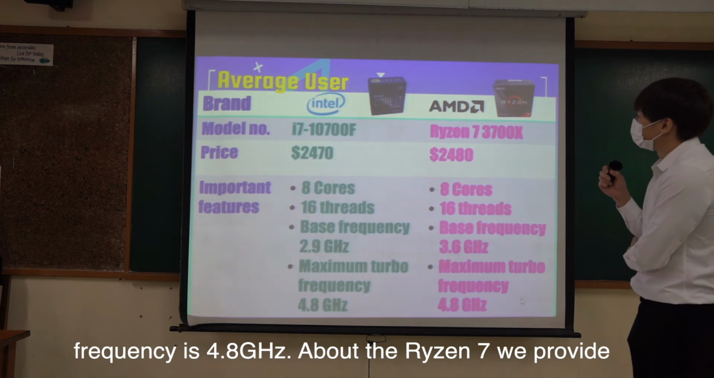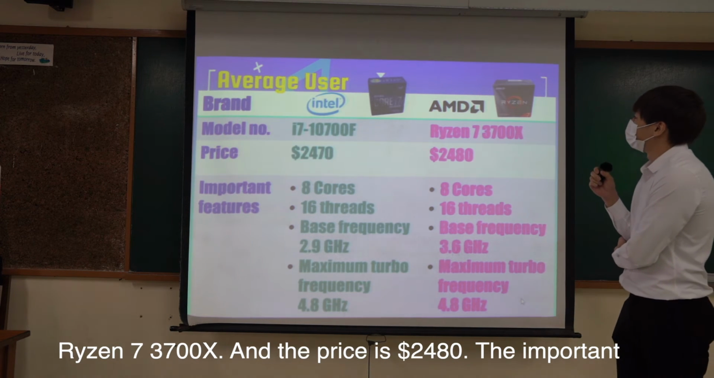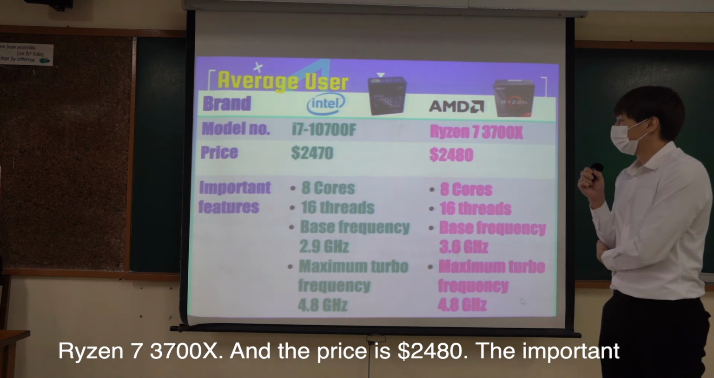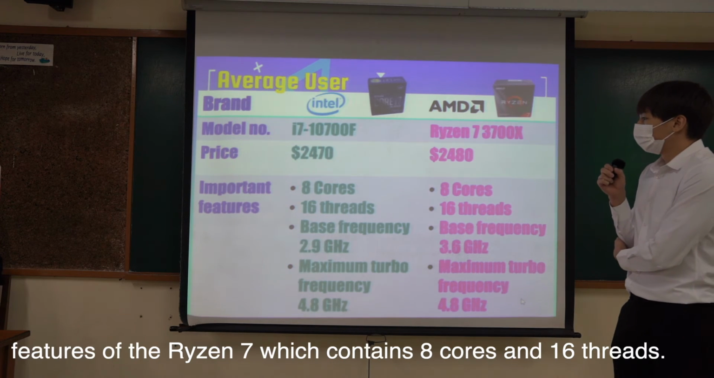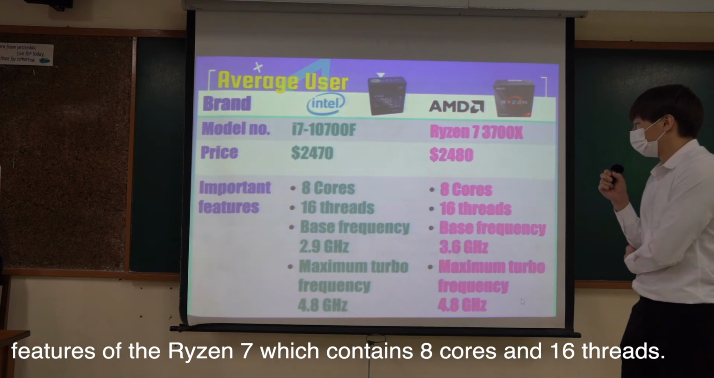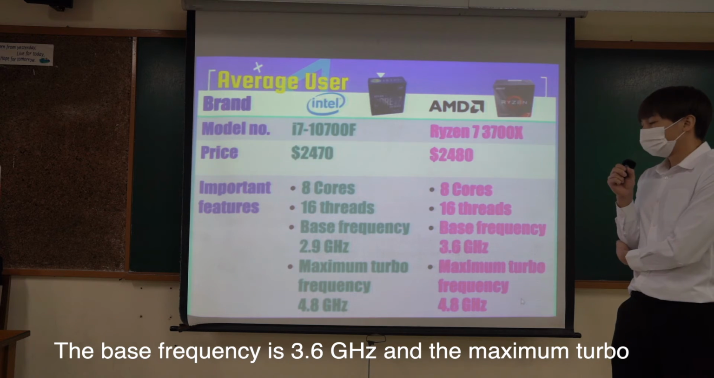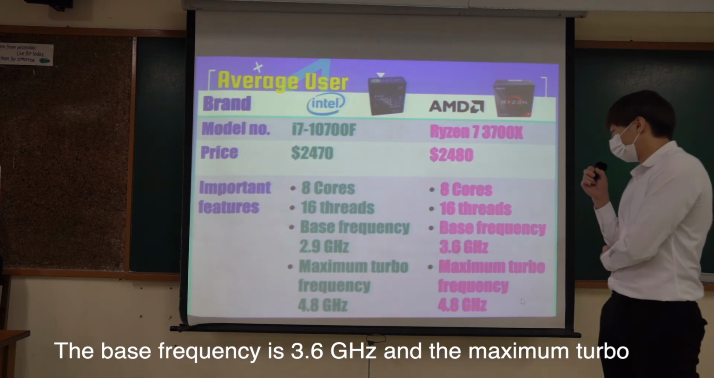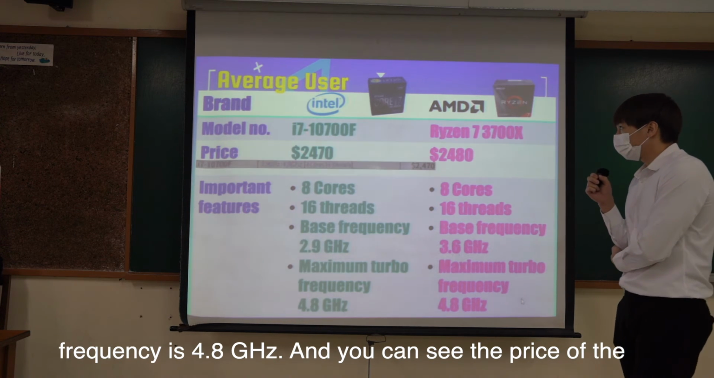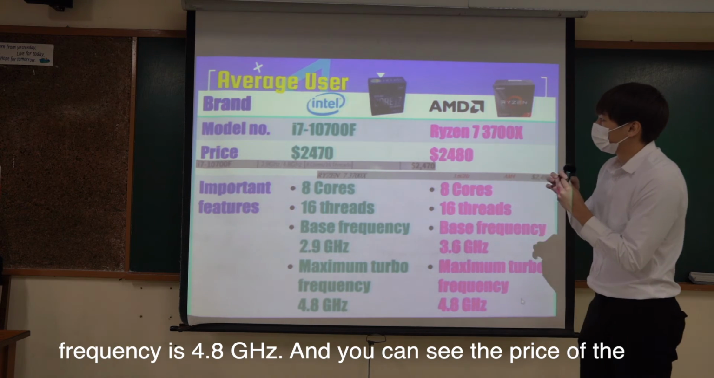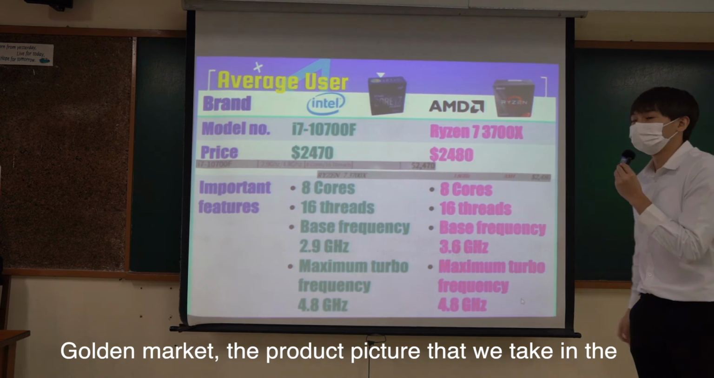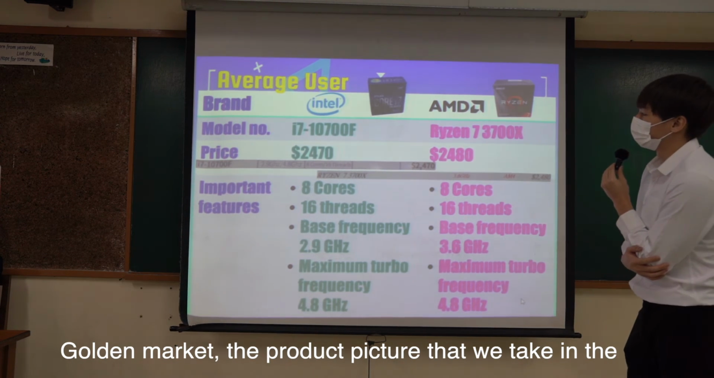And about the Ryzen 7, we provide the 3700X, and the price is 2,418. The important features of the Ryzen 7 are 8 cores and 16 threads, and the basic frequency is 3.6 GHz, and the maximum turbo frequency is 4.8 GHz. You can see the prices in the Golden Market, and here are the products we took pictures of in the Golden Market.